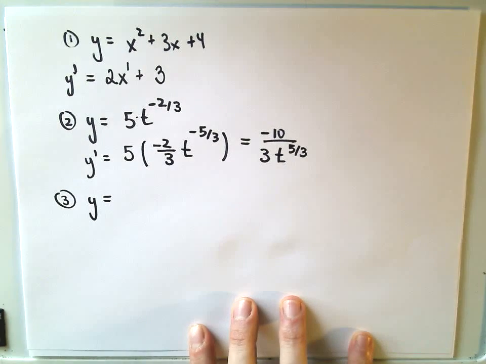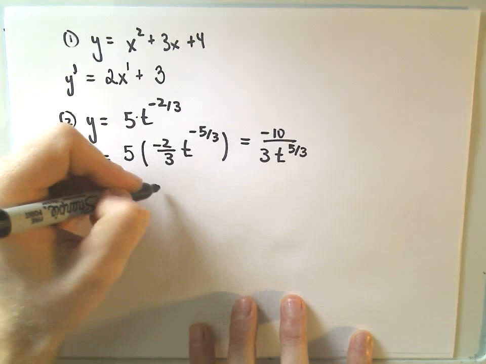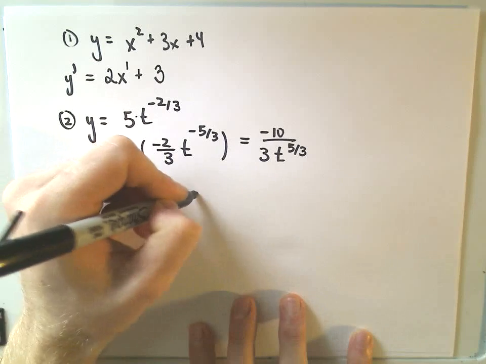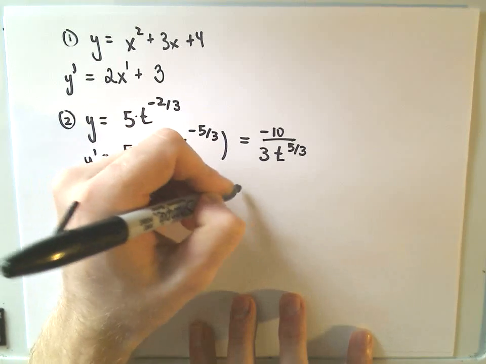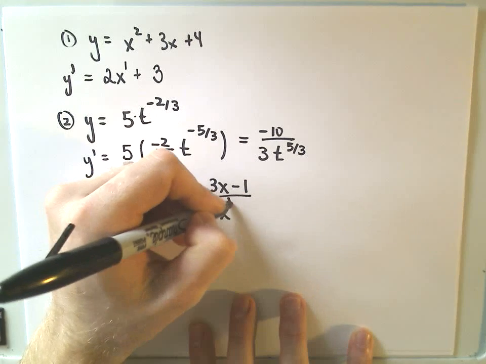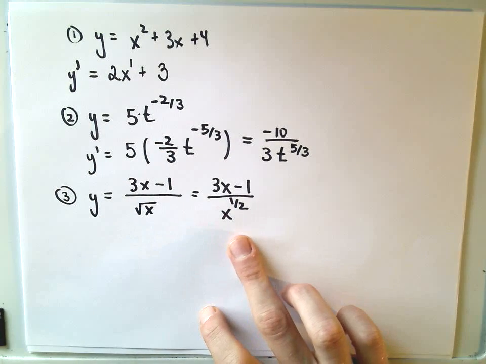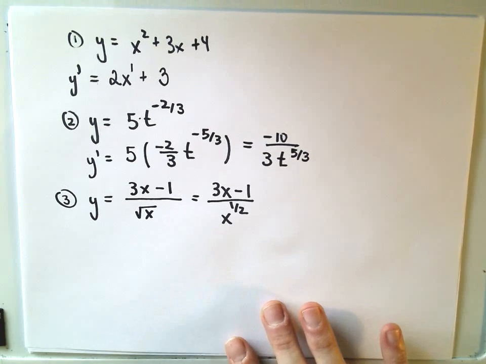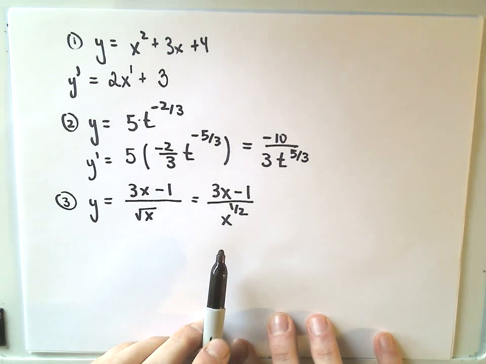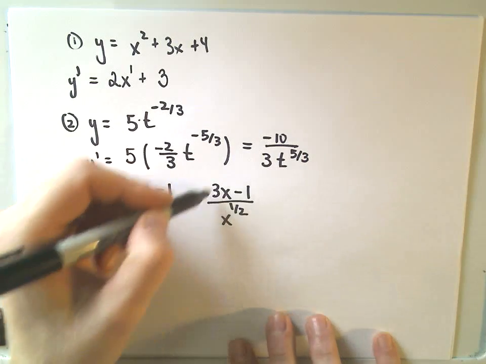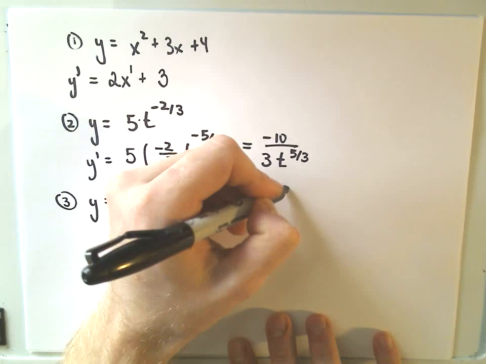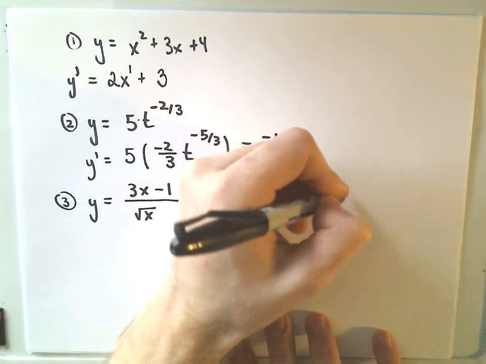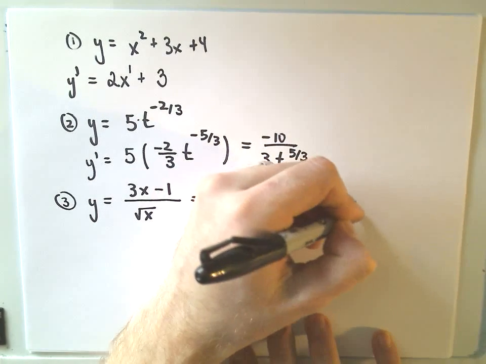So. Alright, the next one we had 3 to the x minus 1 over square root of x. The first thing I would do is rewrite this as 3 to the x minus 1 over x to the 1/2. Now you could start using the quotient rule immediately on this one, but something that's very important to remember is if you can do any sort of algebraic simplification before you take the derivative, that's usually the way to go. So notice I could break up this fraction, 3 to the x over x to the 1/2 minus 1 over x to the 1/2.